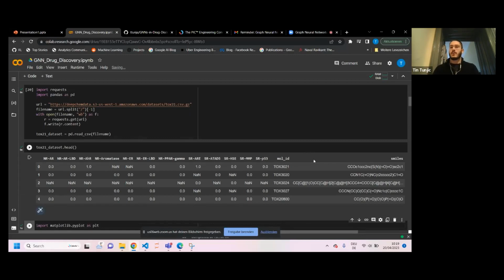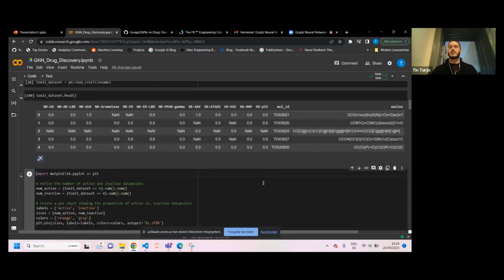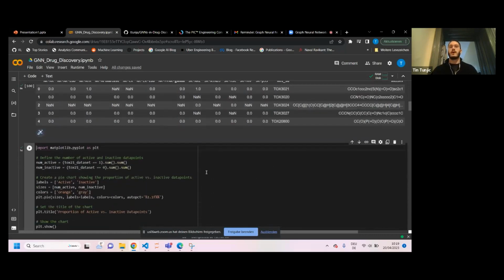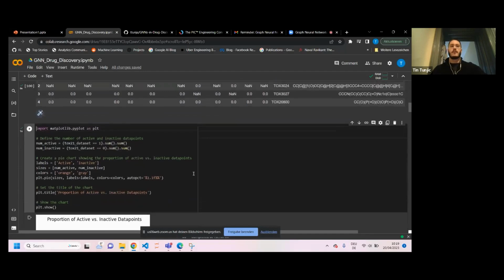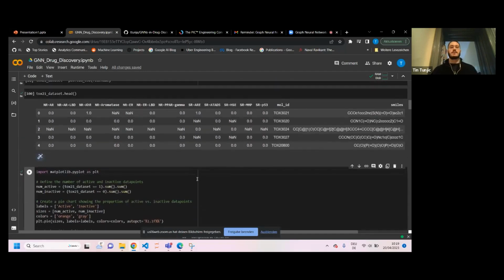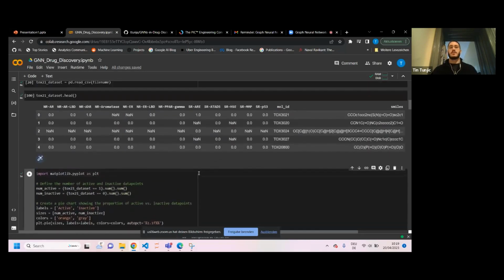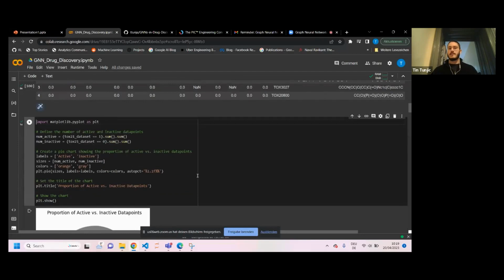So basically, in SMILES you will see the atoms and various other things, and then we can use these SMILES to get a 2D representation as a graph with the help of the RDKit library. But before doing that, I would like to say that for the active and inactive data points, and especially it happens very often in the drug discovery field, you won't have a balanced dataset.